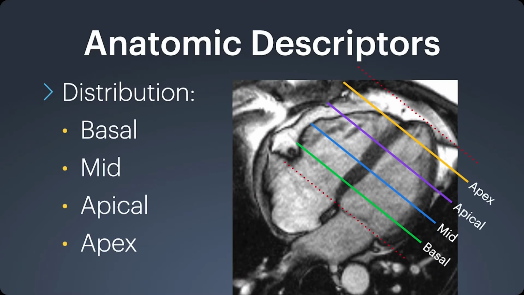There are important anatomic descriptors that we use to describe where pathology is located, the extent, etc. The first thing we'll talk about is the myocardial distribution. So is the abnormality located at the base or basal layer, mid, apical, or apex? And we'll see how these are distributed. On this 4-chamber view, we have the most basal aspect at the level of the valve plane and then all the way at the apex.